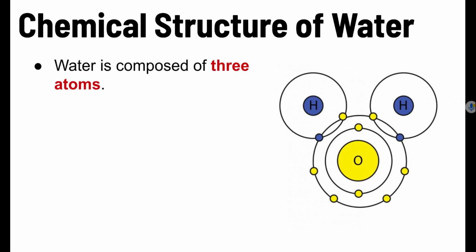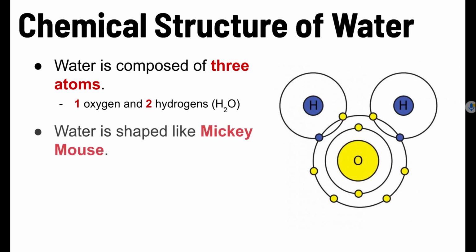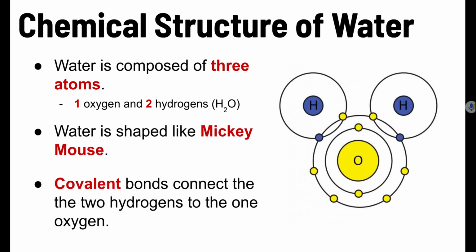Water is composed of 3 atoms. There's 1 oxygen and 2 hydrogens. This is actually where the formula H2O comes from. Water is shaped like Mickey Mouse, and covalent bonds connect the 2 hydrogens to the 1 oxygen.